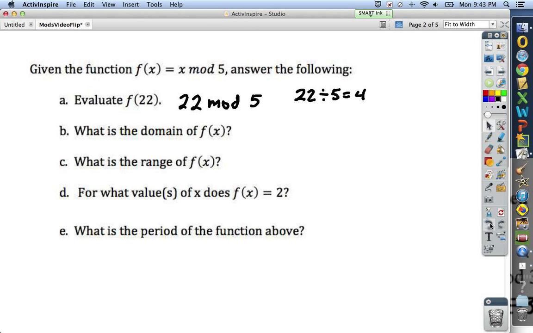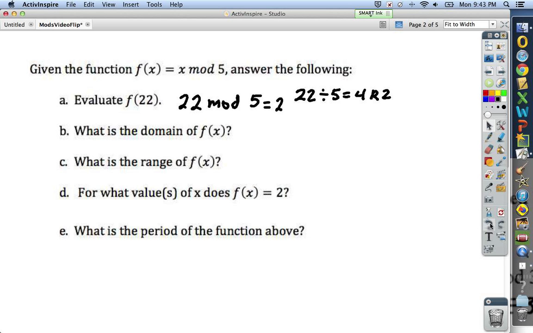Remember, to evaluate a mod problem, we do 22 divided by 5 in this case, which is 4. Not really what we're looking for. What we are looking for is the remainder. 4 times 5 is 20. 22 minus 20 is 2. That means the remainder is 2, giving f of 22 a value of 2.